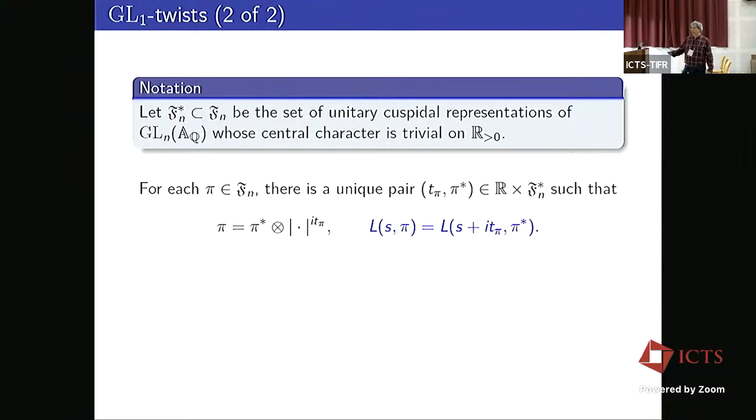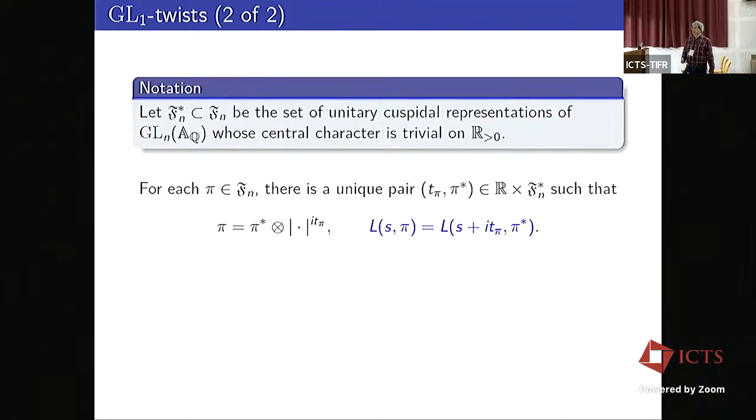So for every pi there is a unique pair, t_pi a real number, and pi star in the F_n star family, such that L(s, pi) can be understood as L(s + it_pi, pi star). After a shift, the L-functions of pi are the same as the L-functions of the pi star guys that are normalized in such a way that the central character is trivial on the embedded positive numbers.